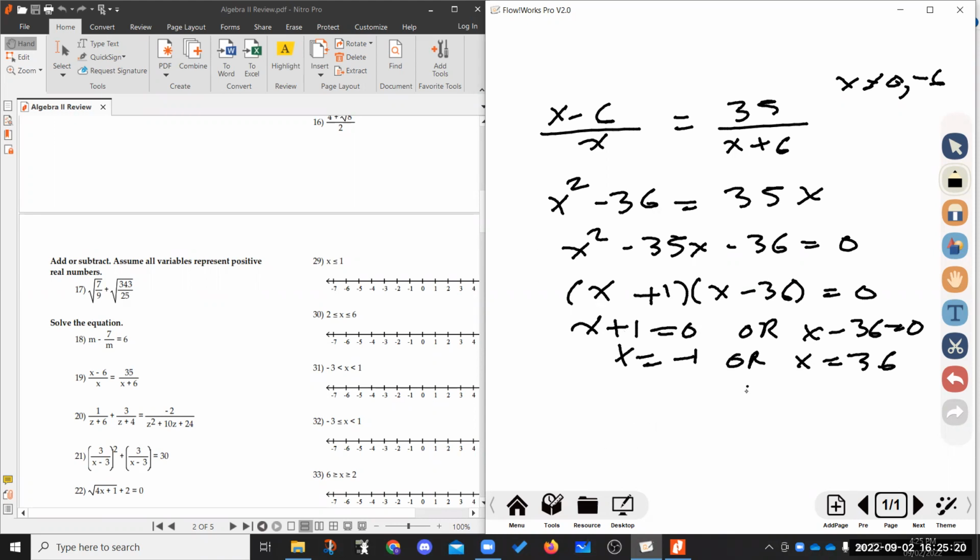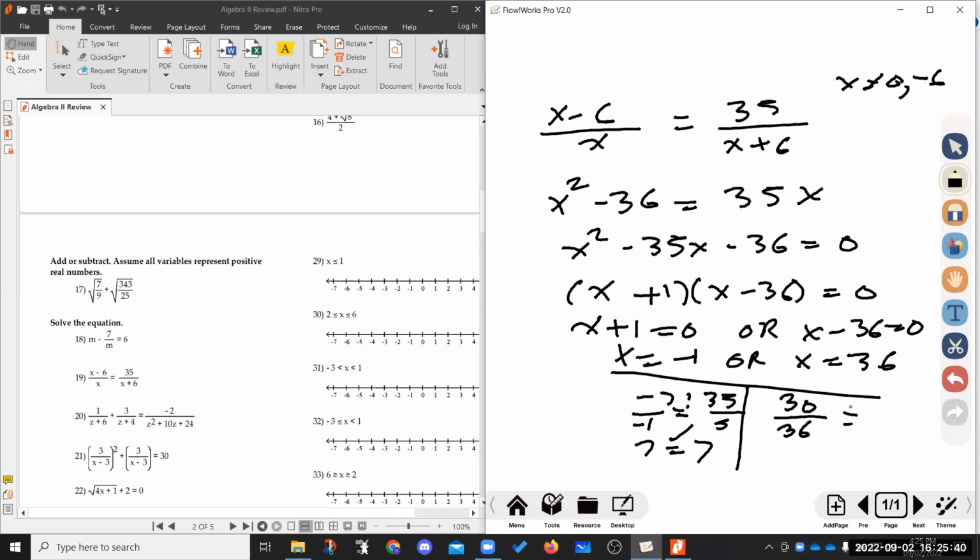Check those answers if you would like to. Negative 7 over negative 1, is that equal to 35 over 5? 7 is equal to 7. Check 36. 36 minus 6 is 30 over 36. Is that the same as 35 over 42? This reduces to be 5 over 6, and this reduces to be 5 over 6. So both of those are true.